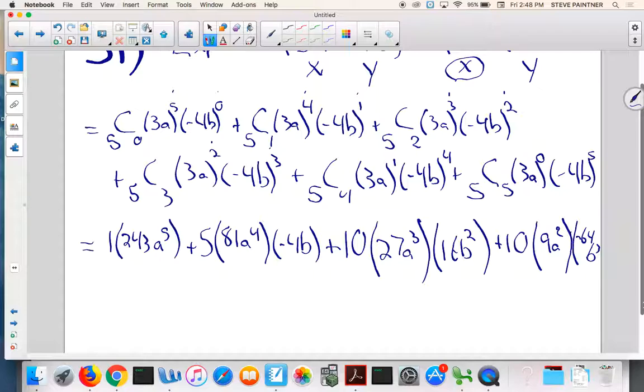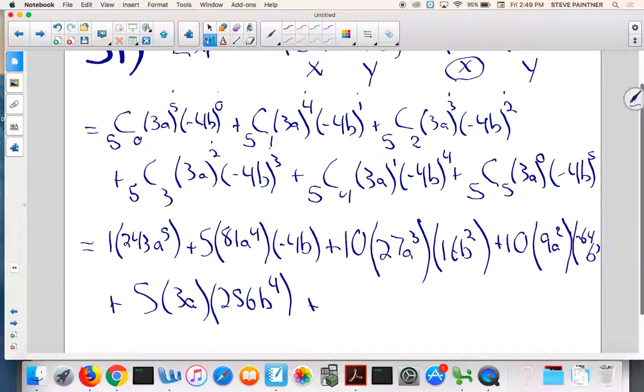Alright, move down a little bit. We got 5 choose 4, that is equal to 5. 3a to the first is just 3a. Negative 4b to the fourth, so 4 to the 4th power, there's 256. So 256b to the 4th.